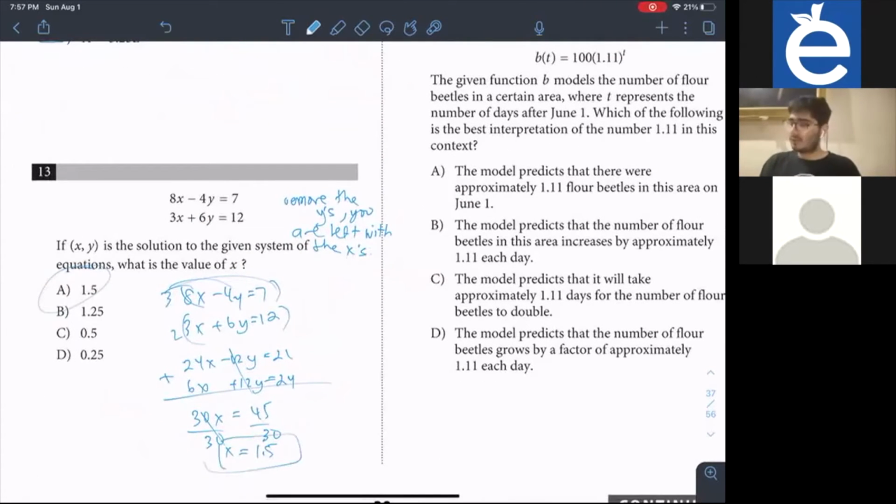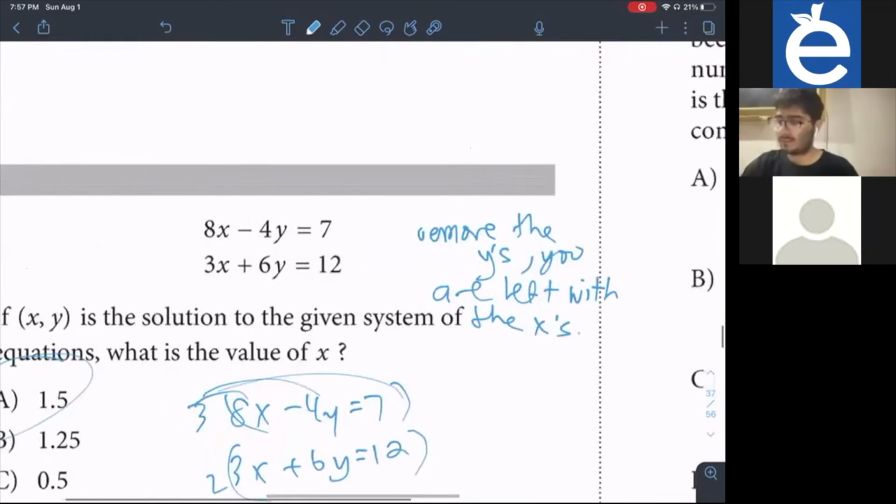So basically, if they tell you to find y, you remove the x's, so then you're left with y and solve for y. But if they tell you to solve for x, you remove the y's. And this is a system of equations problem.